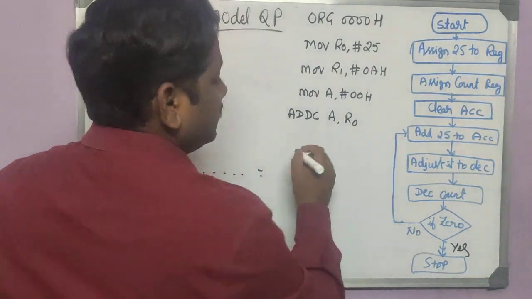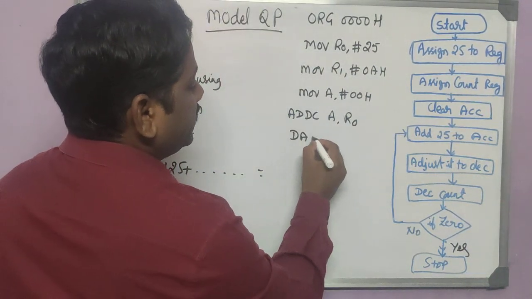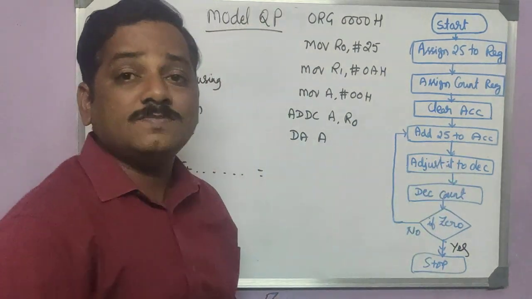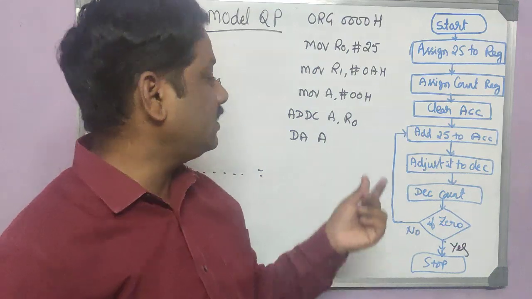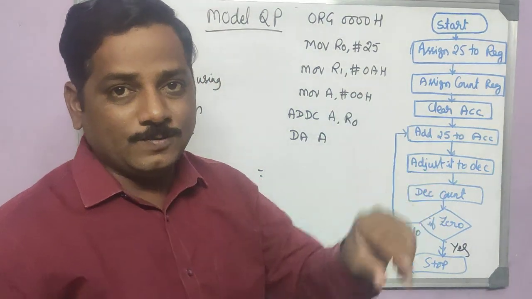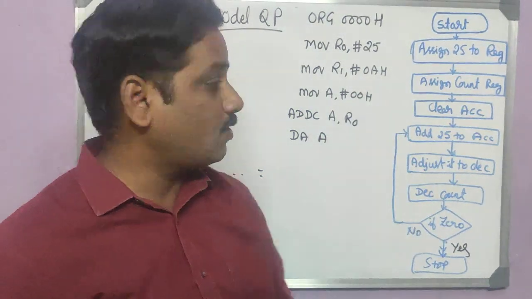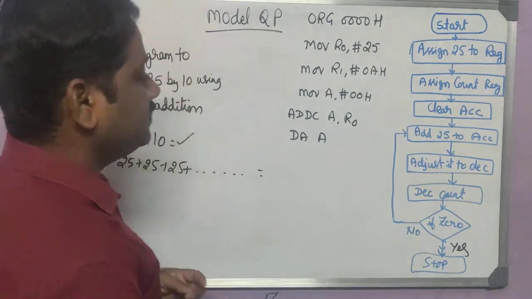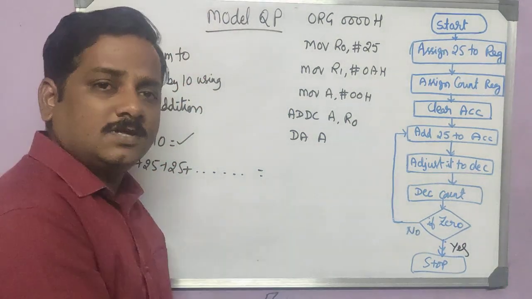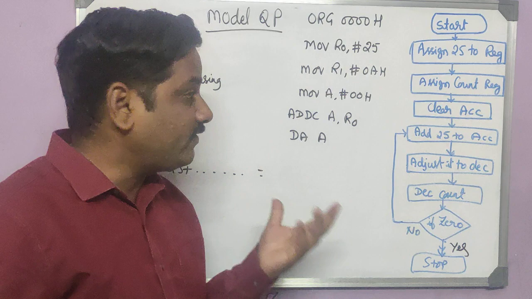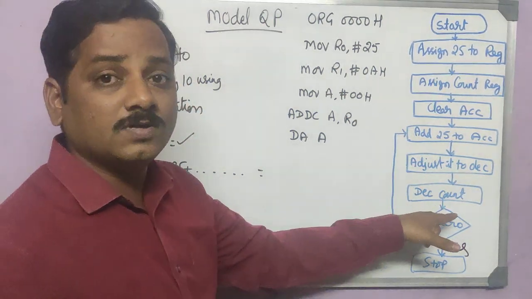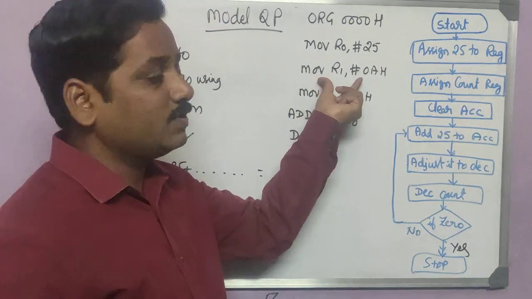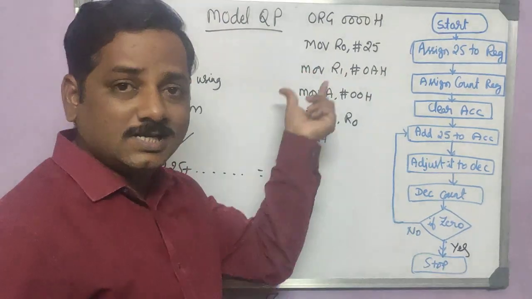After that, we have to write an instruction called DA, that is decimal adjust. If any hexadecimal number comes into picture, it will adjust it into decimal. We will take up an example and see how it actually converts. Then after doing this, we need to check whether I have added all the numbers or just added one. That's the decrement count. I should check this count value, whether I have repeated this 10 times or not.